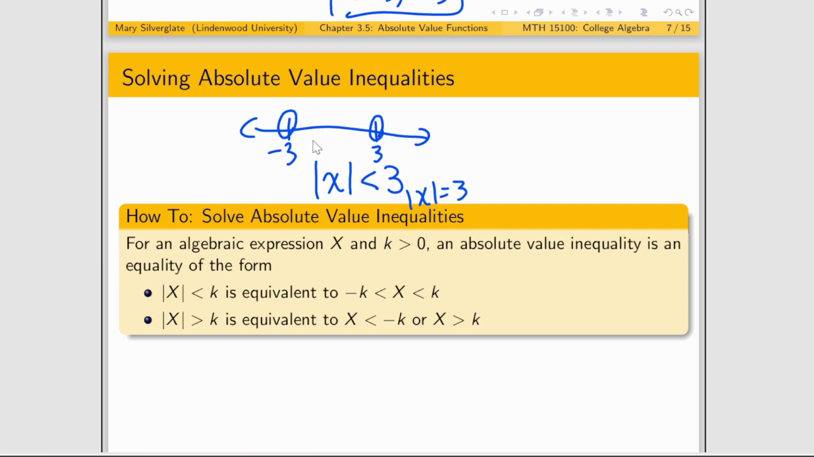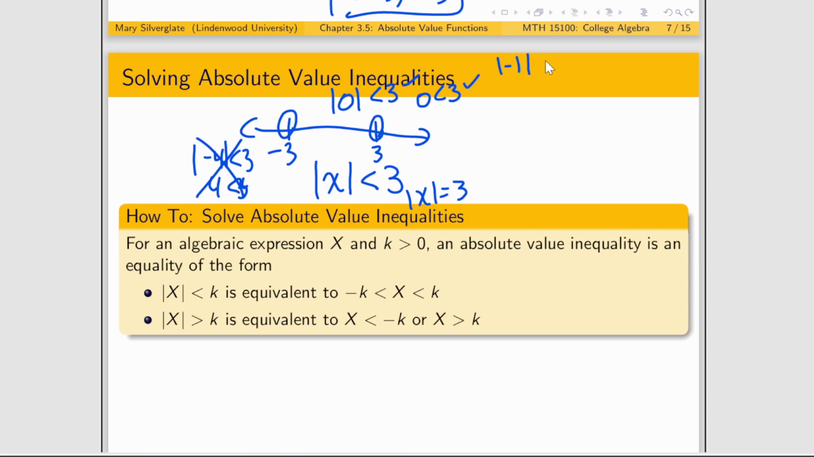Then I want to think through each of these three regions of the number line. So is it the case that if I plug in a number more negative than negative 3, let's say negative 4, is its absolute value less than 3? No, it's not, because the absolute value of negative 4 is 4, and 4 is not less than 3. What about something in between negative 3 and 3? Let's say 0. Is the absolute value of 0 less than 3? It is. 0 is less than 3. Absolute value of 0 is 0. We're good. And that would be true for any number in between here.